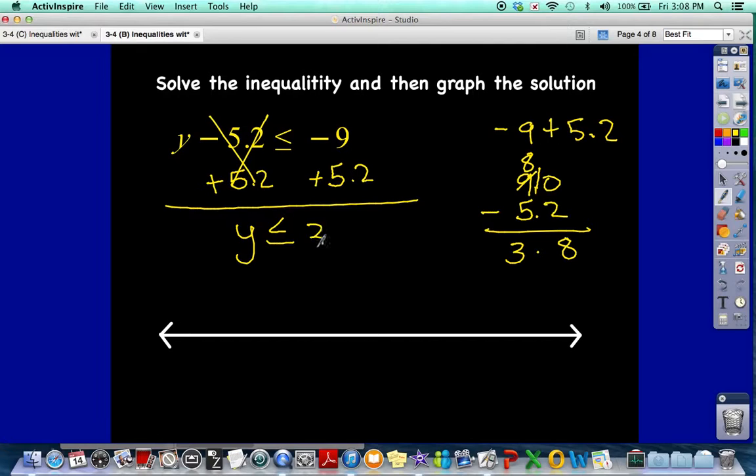Okay, 3.8. When I have a decimal, there's a few different things you could do. You could scale it in tenths, or I'm going to be slightly lazier and eyeball it. So y is less than or equal to 3.8. 3.8 would be right about there. I've got to use a closed circle because it could be equal to. And then I've got to show less than.